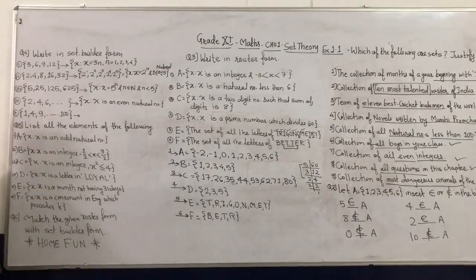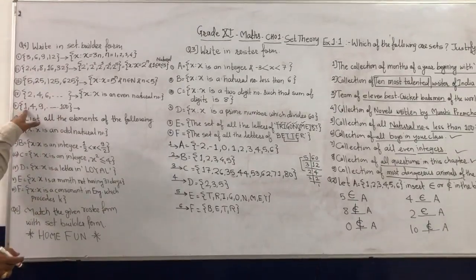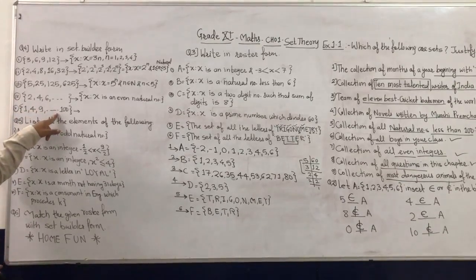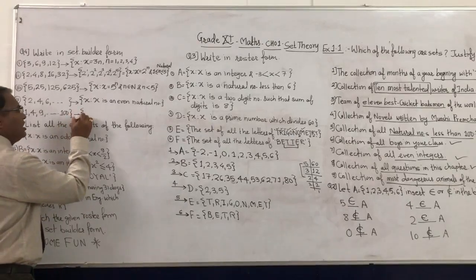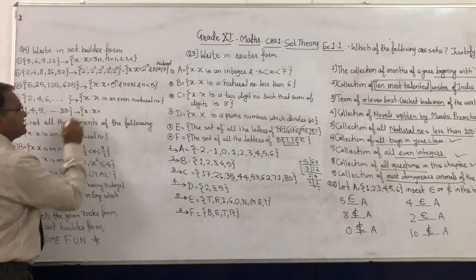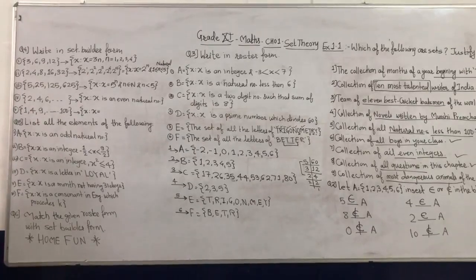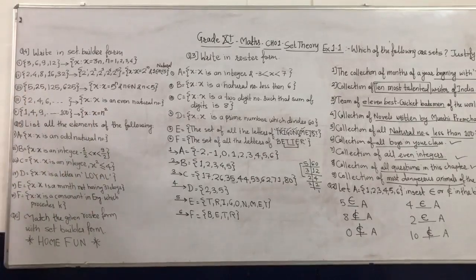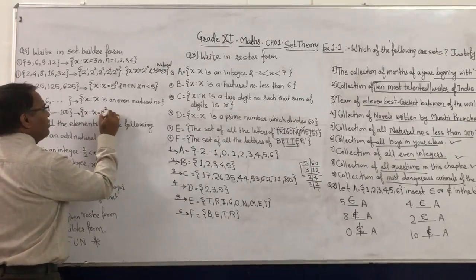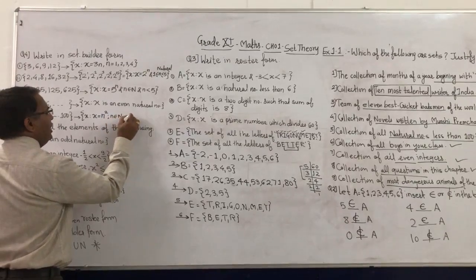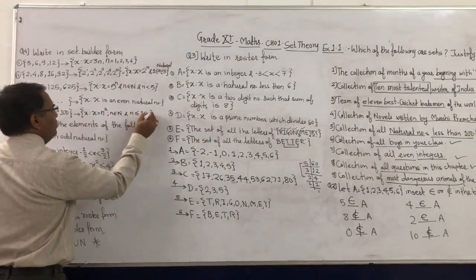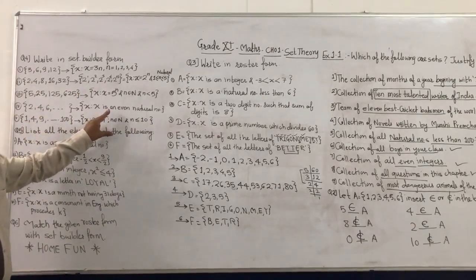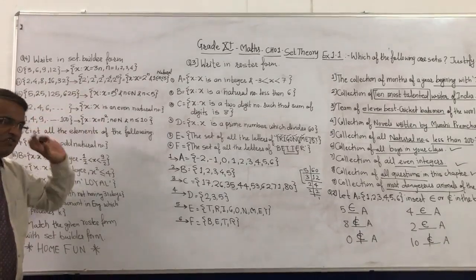Right? Then 1, 4, 9, 100. If you observe, 1 is 1's square, 4 is 2's square, 9 is 3's square, and 100 is 10's square. So here you can say it is x such that x is n raised to 2, where n belongs to N and n is less than or equal to 10. Again, roster form, set builder form. Is that okay?